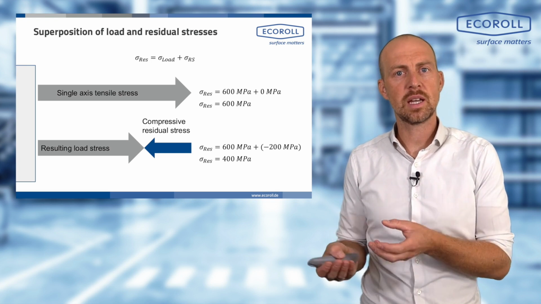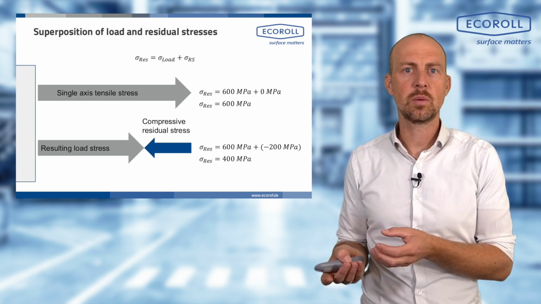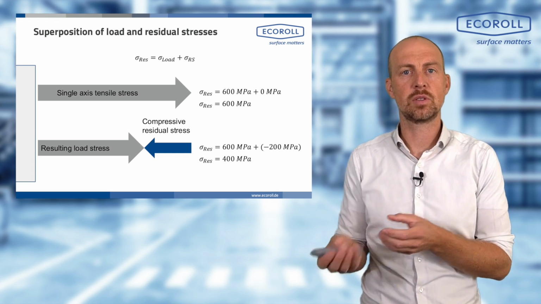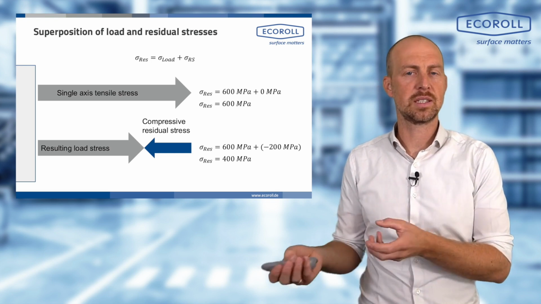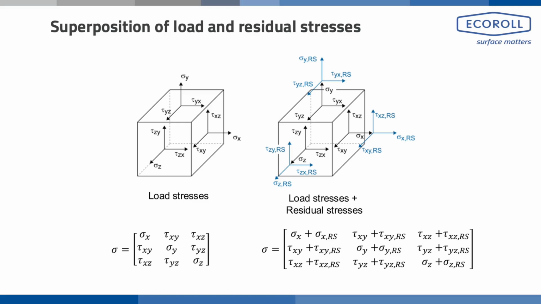And with this simple example alone, I can show why compressive residual stress has a positive effect and tensile residual stress has a negative effect. Of course, I can also do all of this using the stress tensor. That means I can set up a stress tensor for my component, which has stresses in all directions. And in this stress tensor, I can again add the load and the residual stress in each individual stress element.